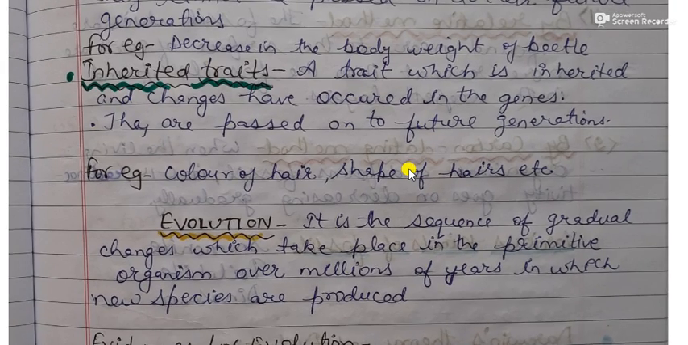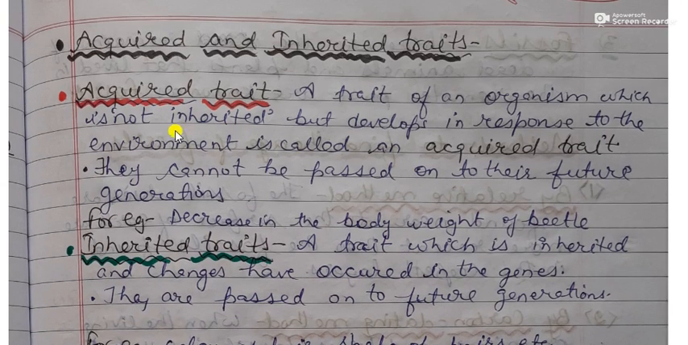Now let us study the acquired and inherited traits. Acquired traits are the traits of an organism which are not inherited. It means they are not passed on to the next generation, and they develop in response to the environment. Whatever an animal or organism learns from its environment is included in acquired traits, because the trait has not evolved through changes at the level of genes. जीन्स के लेवल में कोई चेंजेस नहीं आया है, जो किसी ऑर्गेनिज्म ने अपने एनवायरनमेंट से अचीव किया है, that is known as the acquired trait.